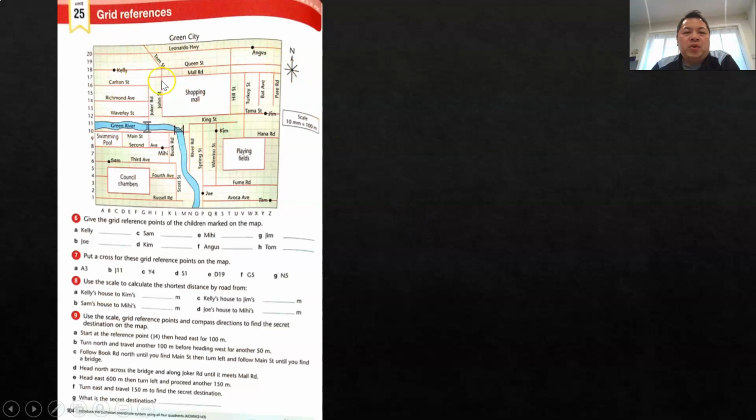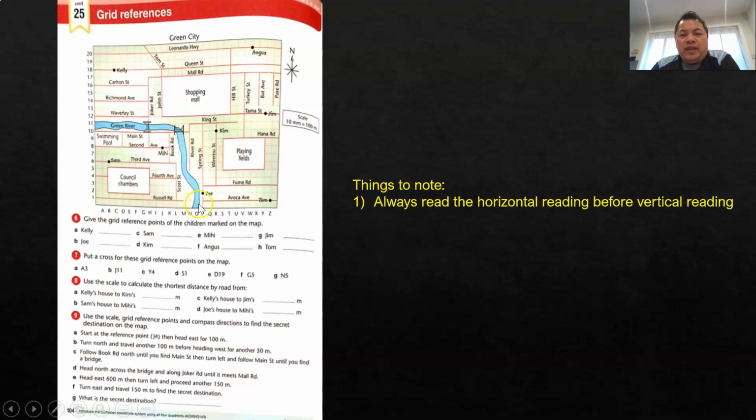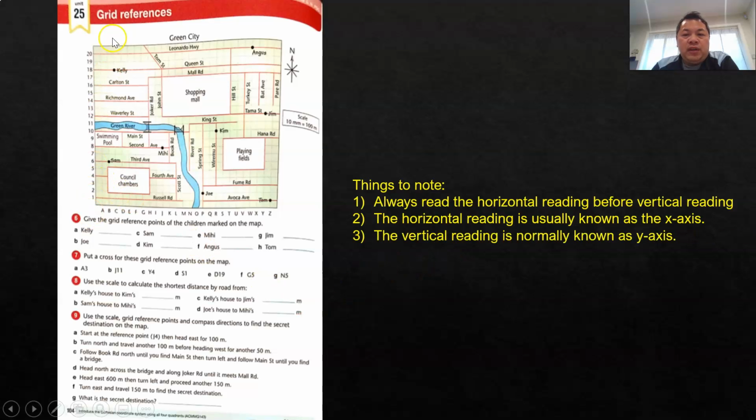First and foremost, we have to learn how to read the grids properly. Whenever you read, it's always the horizontal reading first, before you read the vertical reading. In this case the horizontal is A, B, C, D to Z, and the vertical readings are in numbers. The horizontal reading is usually known as the x-axis. Later on I'll be touching on it for the next exercise. And the vertical reading is always known as the y-axis.